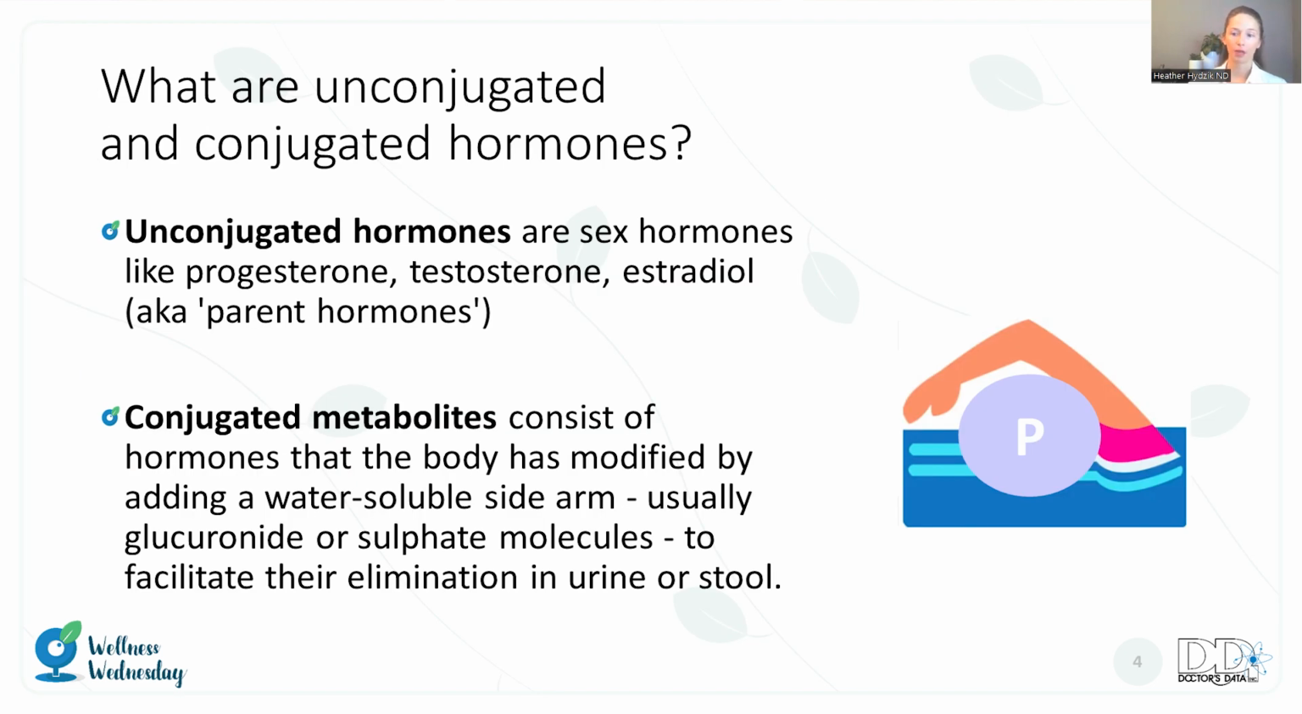And these terms might come up throughout the talk. Unconjugated hormones are sex hormones like progesterone, testosterone, estradiol. We also call them parent hormones. Conjugated metabolites have a side arm that allows them to be water soluble so that they can transport in body fluids, and this facilitates their elimination in urine or stool. So that's the difference. If I say parent hormones, I just mean the plain old hormone without a side arm on it.